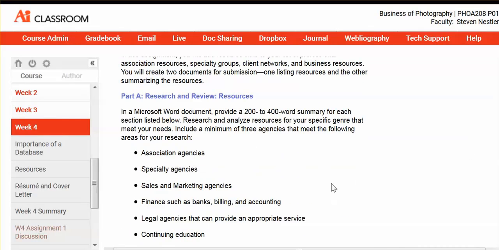What are agencies? Well, they are the entities that your company interfaces with. Association agencies are the photo associations, things like PPA, ASMP, specialty agencies. You can look at things like PhotoMint or, well, there's several of them. You could just look those up. Sales and marketing agencies we'll look at as well.